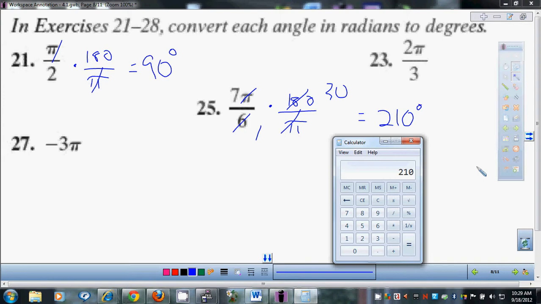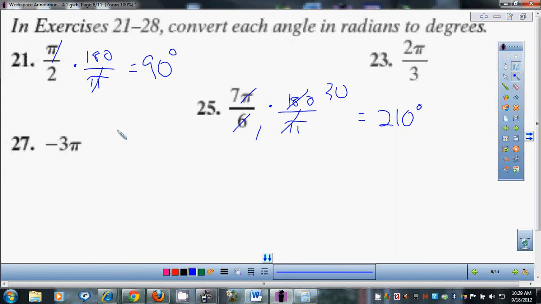Try number 23 and 27, and I'll pick people to say those answers. Converting them to degrees. Spencer, what'd you get for 27? We'll do it now.